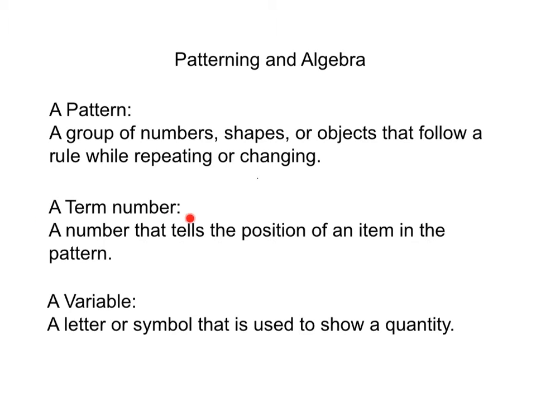So the next thing is a term number. A number that tells you the position of an item in the pattern. So you know how we had the previous pattern. Let's go back to it. And again, it was a super simple pattern. Well, let's change the pattern a little. Let's say the pattern is now 3, 4, 5, 6, and 7.